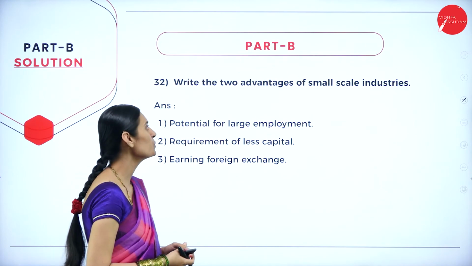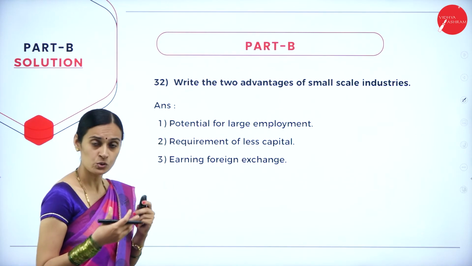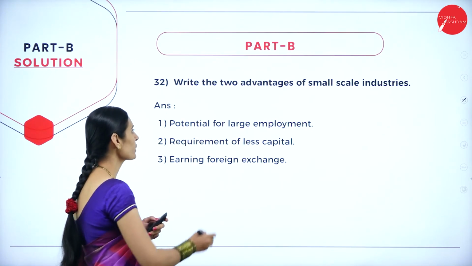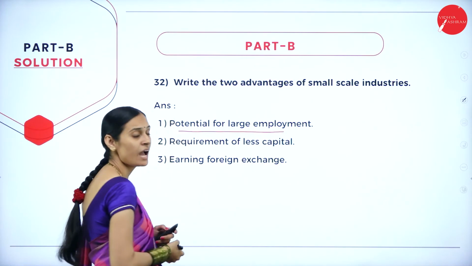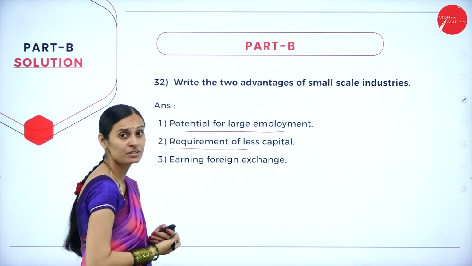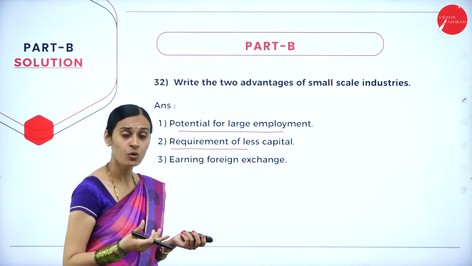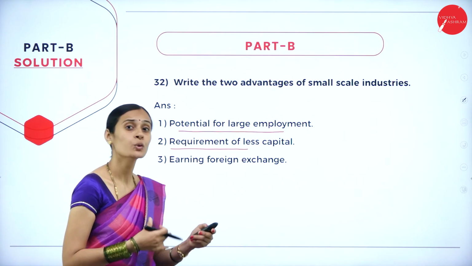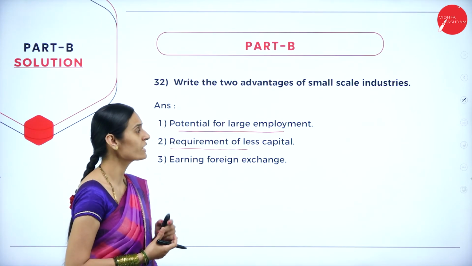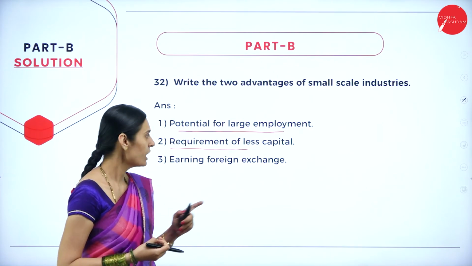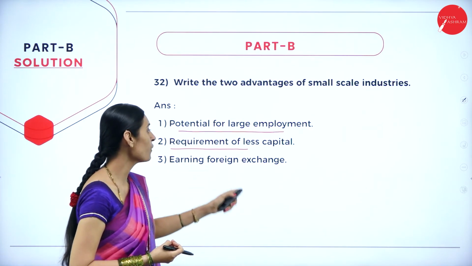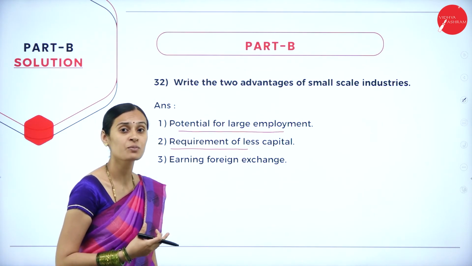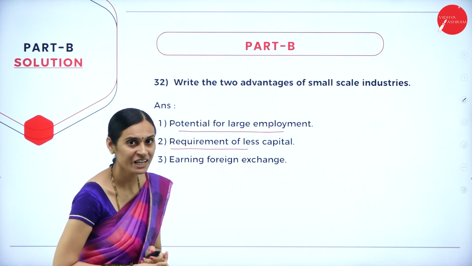And next one, 2 advantages of small scale industries. There are so many advantages we can recognize. Potential for large employment, and it requires very little capital. No need to invest more. That's why rural people who get very little income can also start small scale industries at a micro level. And another one, earning foreign exchange. At present, more than 48% of exports are produced by small scale industries.